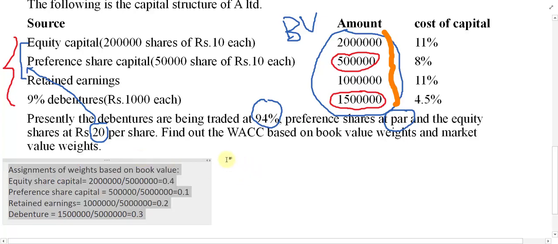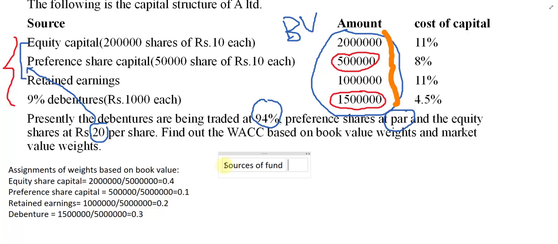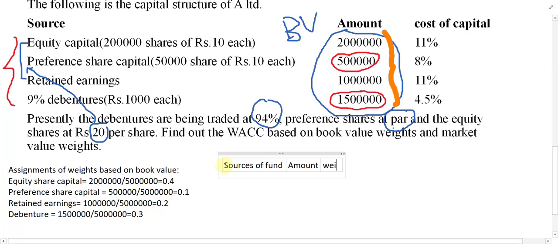Now let us apply the rest of the formula in order to calculate the weighted average cost of capital. A few more steps remain. First of all, mention sources, it means source of fund. Then mention the amount of each, then the weights, and then the cost. After that, mention weight into cost. These two columns should be multiplied with each other, right?